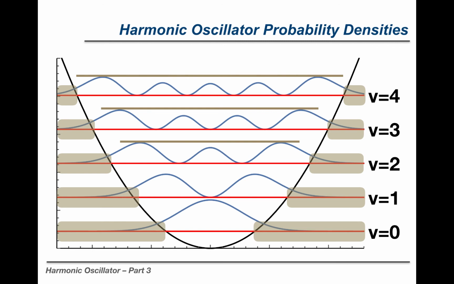So as a result, as you see here, and I've drawn lines to show where the relative amplitudes are, you'll see that there's higher amplitude in our probability densities out near the classical turning points than there is at the equilibrium displacement position.